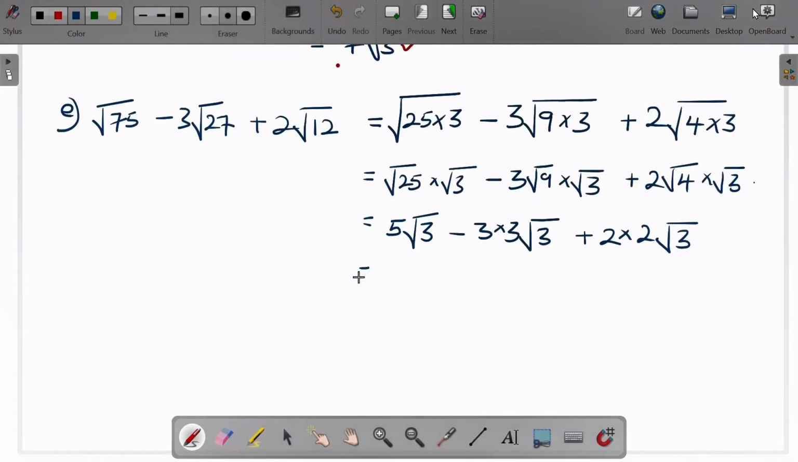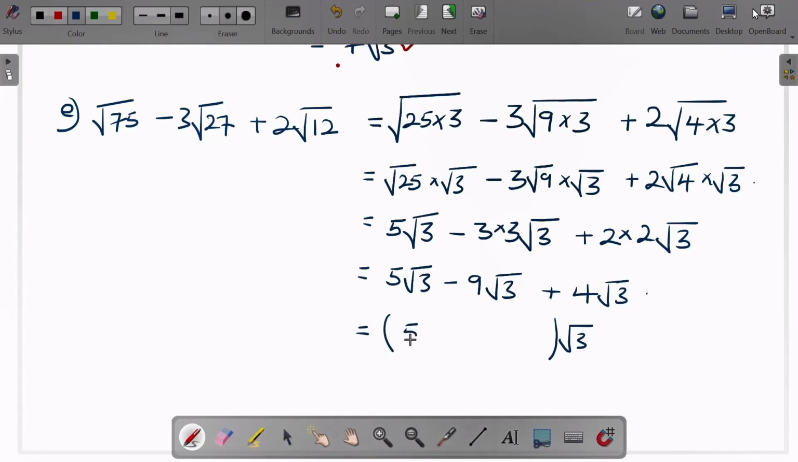As we simplify this further, this is the same as 5 square root of 3 minus 9 square root of 3 plus 4 square root of 3. We can see that we are now dealing with like surds, whereby we are going to pull out the square root of 3, which is common all through. Here we shall remain with 5 minus 9 plus 4.